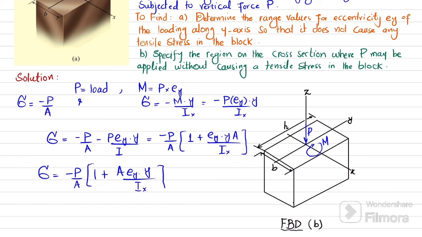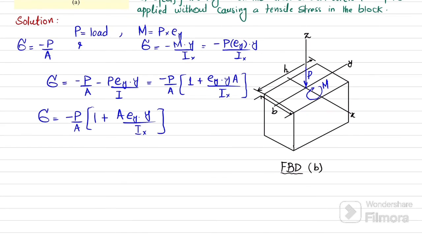Now, as we have seen, due to this moment this portion will be in tension, and due to this load P, this whole section will be in compression. Clear? So what if I want to have Y equal to minus H by 2? Minus H by 2 will be at this point. So if I take Y equal to minus H by 2, I will put the value of Y for Y equal to minus H by 2.